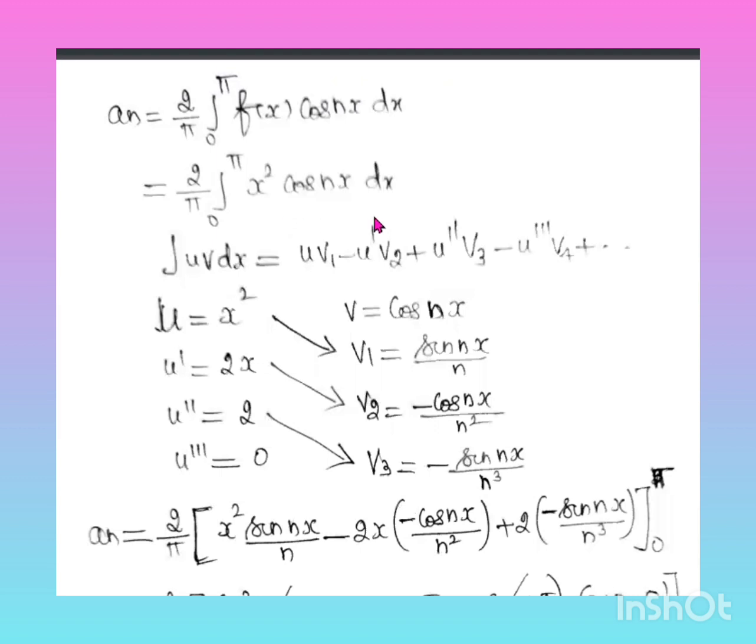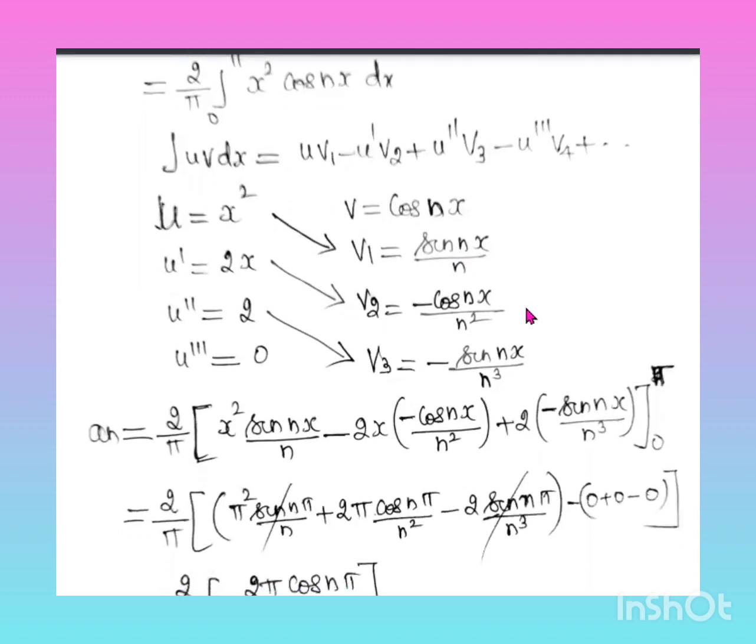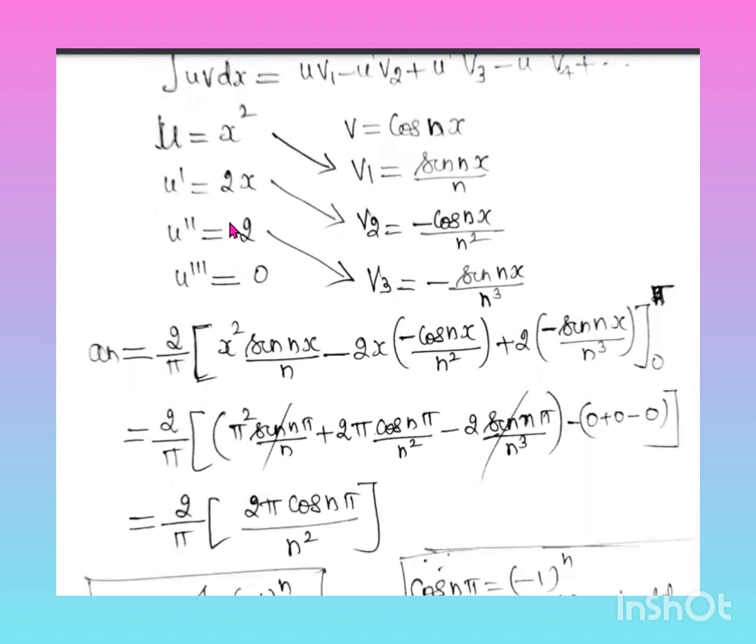Now there are two terms, so we have to use Bernoulli's formula. u is equal to x square. We can use Bernoulli's formula because x square is a polynomial. So u is equal to x square, v is equal to cos nx, u dash is equal to 2x, u double dash is equal to 2 (differentiating again), u triple dash is equal to 0.